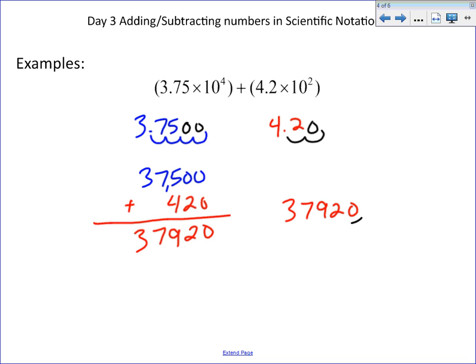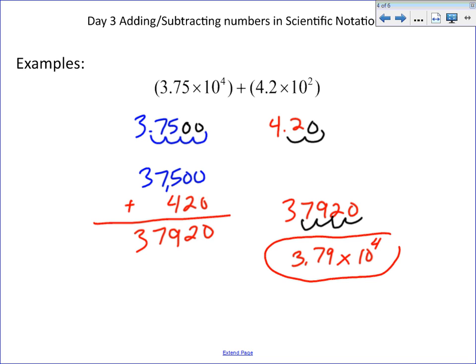We need to put it back in scientific notation. So we're going to move it over 1, 2, 3, 4. That would give us 3.79. Notice again, it's one digit, then the decimal, and this one digit has to be between 1 and 9, which it is. We write our times 10, and we moved it 1, 2, 3, 4 times, so it's 10 to the 4th power. And we get 3.79 times 10 to the 4th power.